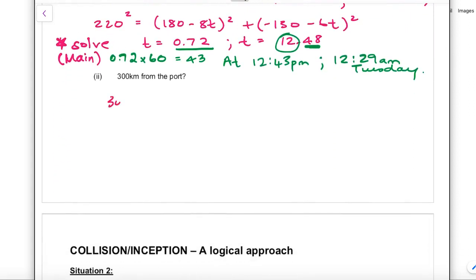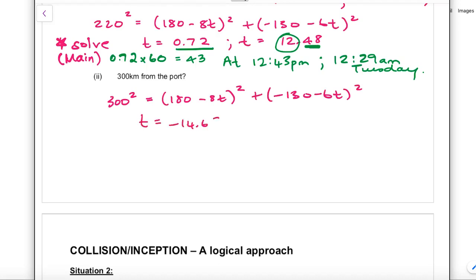Okay, so taking that same idea that we're going to find the magnitude by squaring the i and j components and equating them to 300 kilometres. Using solve mode, we get t is negative 14.63 and t is 27.83. So we know that time has to obviously be bigger than 0, so we only have one solution of 27.83, and our time here is in hours.